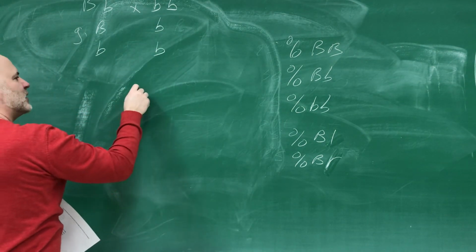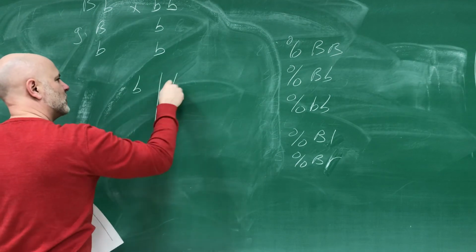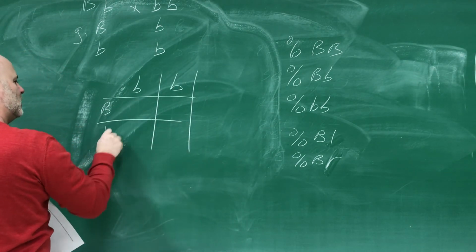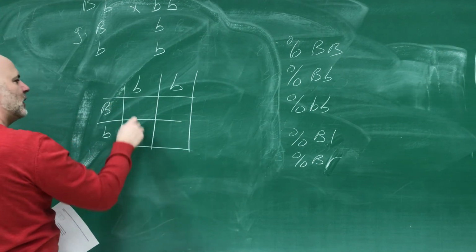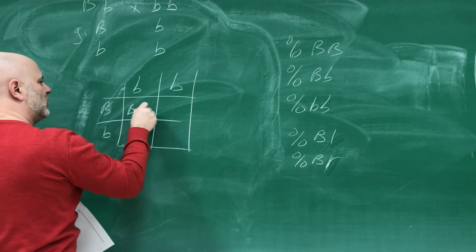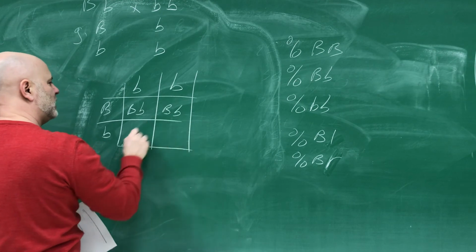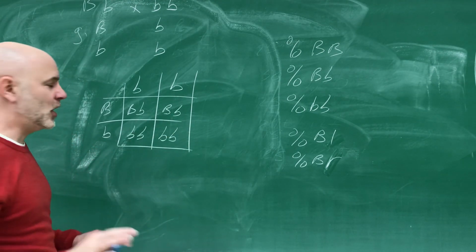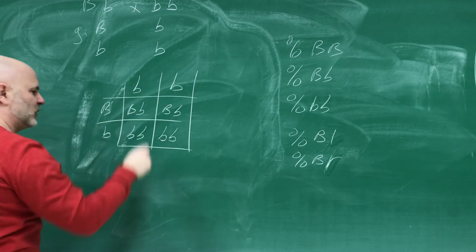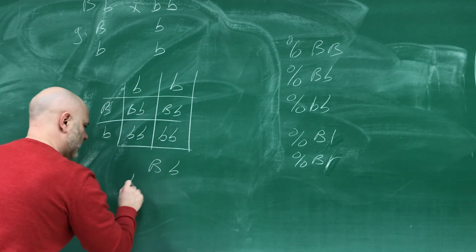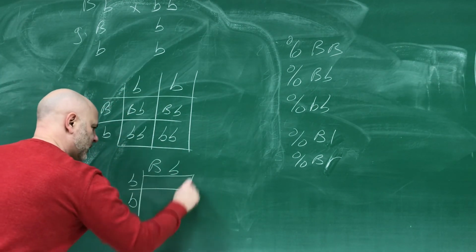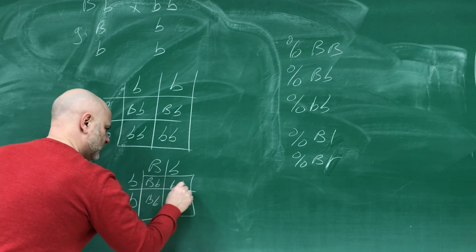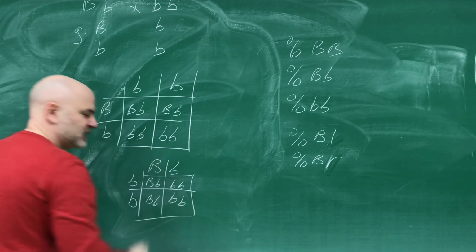So when we make our Punnett square, we have big B, little b across the top and little b, little b on the side. So big B, little b, big B, little b, little b, little b, little b, little b. Now, just to let you know, it doesn't matter what you put on the top and which on the side. If I do it down here real quick, you can see we get the same answers.